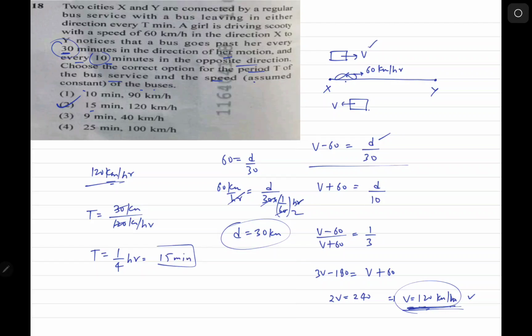Yeah, the option is 2 only, because we got the speed and there's only one option where we have speed 120 kilometer per hour. So directly also we can do it, but in case you want to calculate the time, that's how it is. So option 2 is the correct one. Hope you understood. Let's move to the next question.